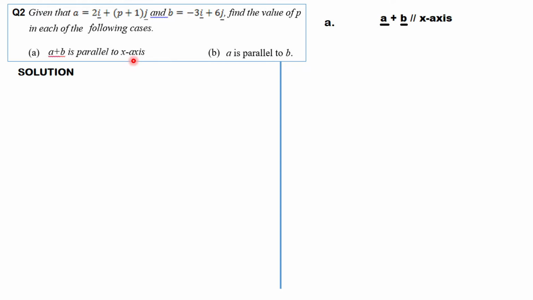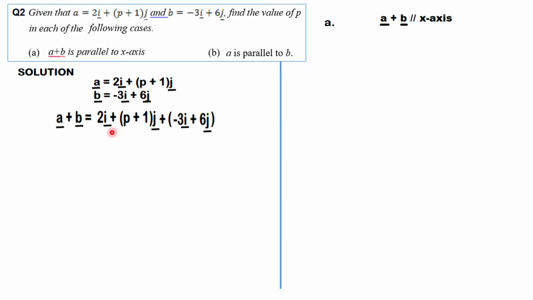Remember, whenever you have the word parallel, then you must form an equation relating the vectors using a constant. The constant can be lambda or k. Remember that. Before we can form the equation, I'm going to find the resultant vector A plus B. We have vector A and vector B given in terms of vector i and vector j.